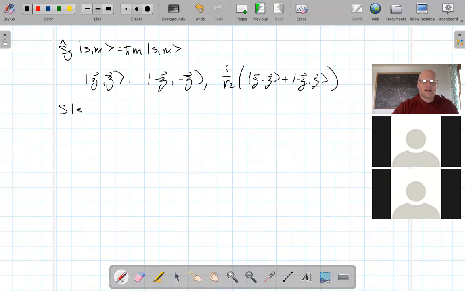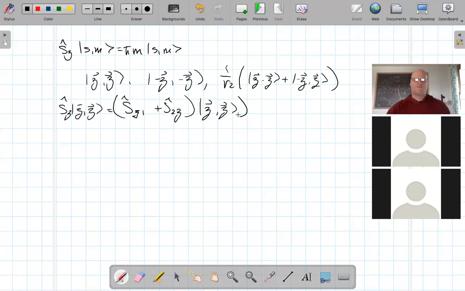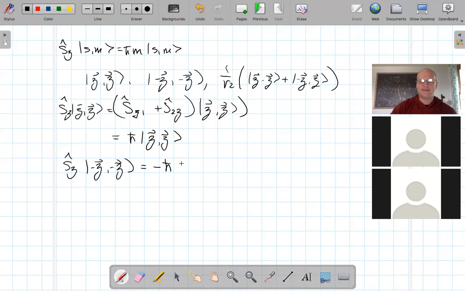So Sz acting on, say, the state z z is equal to S1z plus S2z acting on the state z z. I act this one on here, this gives me a 1/2, and this one also gives me a 1/2. So this thing is simply h bar times z z. Now if I act Sz onto the minus z minus z state, this gives me a minus 1/2 and a minus 1/2, which is minus 1. So this gives me minus h bar times minus z minus z.